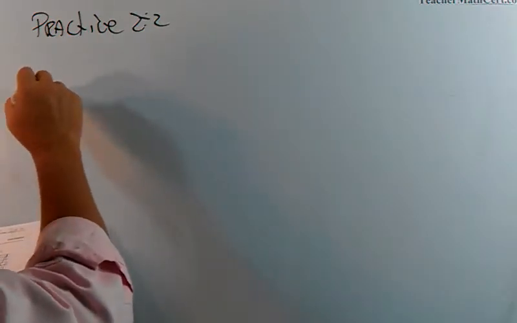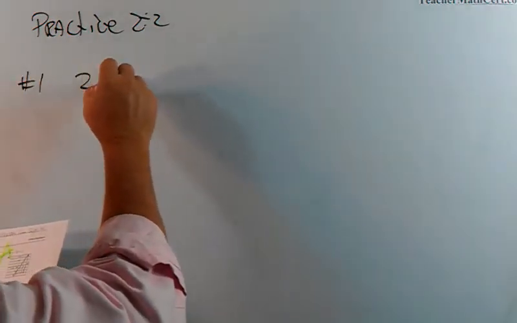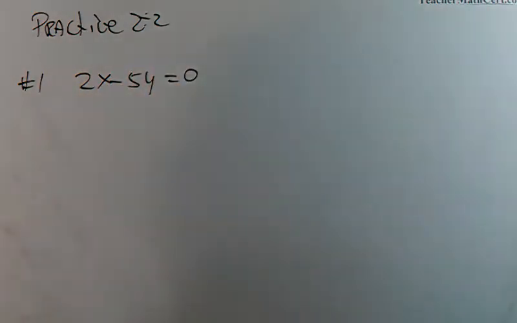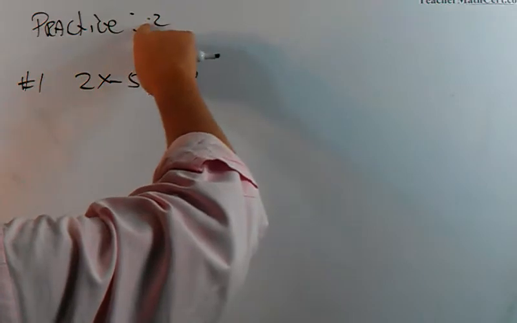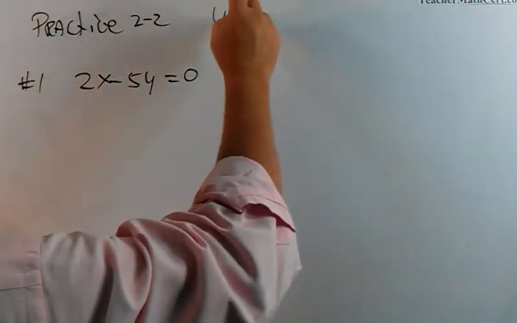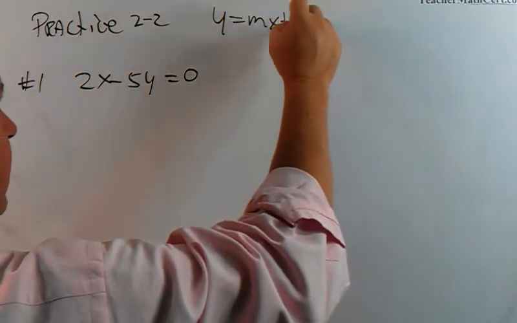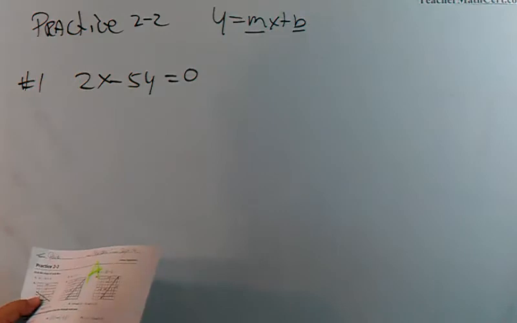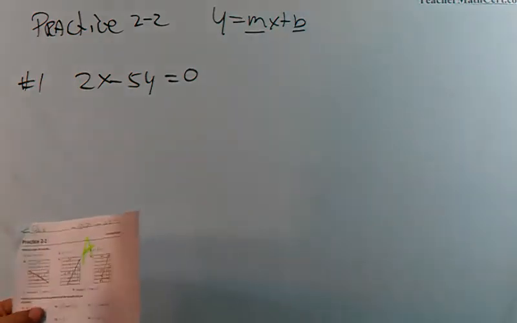Number 1: 2x minus 5y is equal to 0. What do we need to do? We need to put it in the form y equals mx plus b. The m gives you the slope, and the b gives you the y-intercept. It's asking to find the slope.